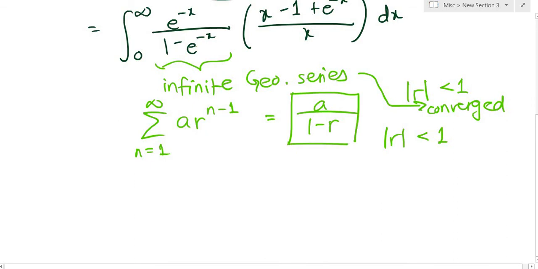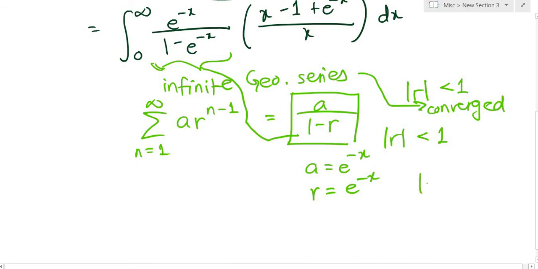we have a similar expression here, right? Whatever I have bracketed out over here, we have a similar expression, right? So in our case, our a is e raised to negative x, and our common ratio is e raised to negative x. Now we have to check whether the absolute value of r is less than 1.